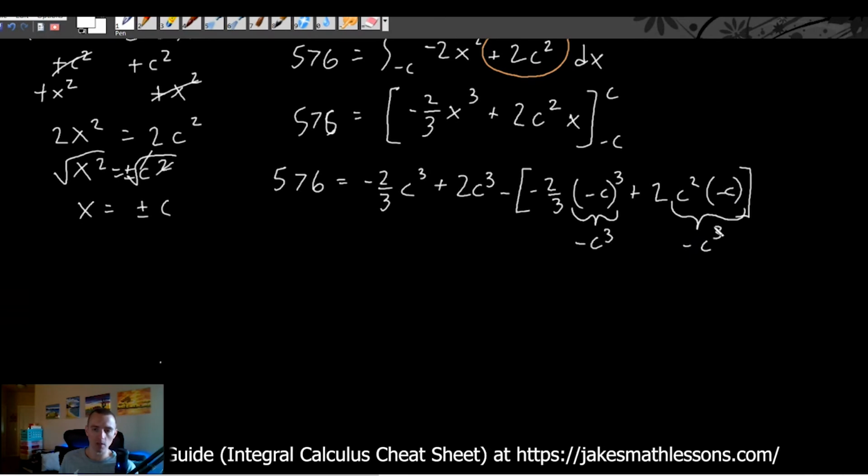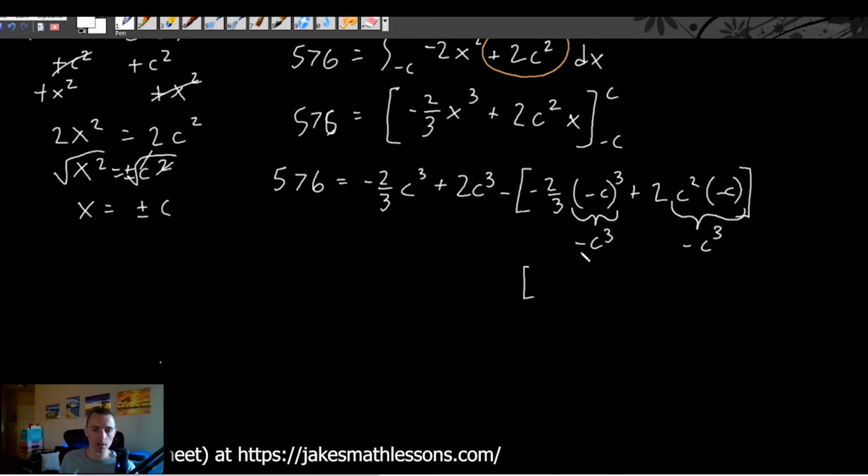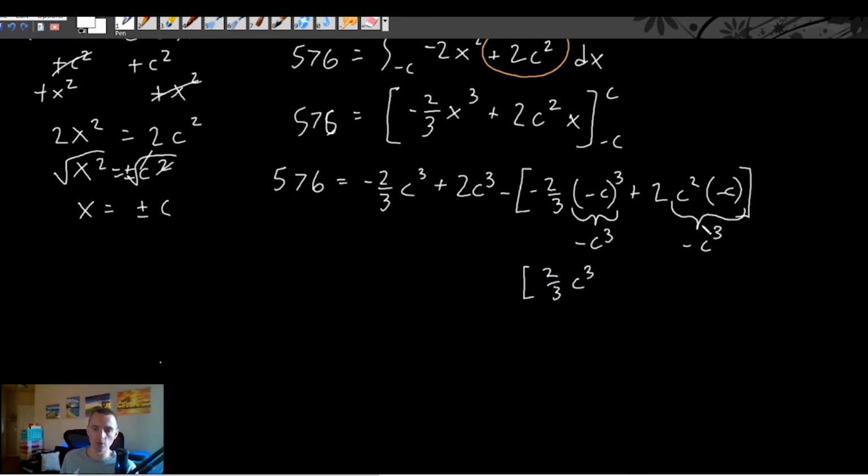Similarly over here, this c squared times negative c is also going to give us negative c cubed. So basically, to simplify just what's in the parentheses here, we're going to have negative 2/3 times negative c cubed, where the negatives cancel, giving us positive 2/3 c cubed. We have plus 2 times negative c cubed, which is going to be minus 2c cubed. And then remember, all this is just going to remain the same for now.